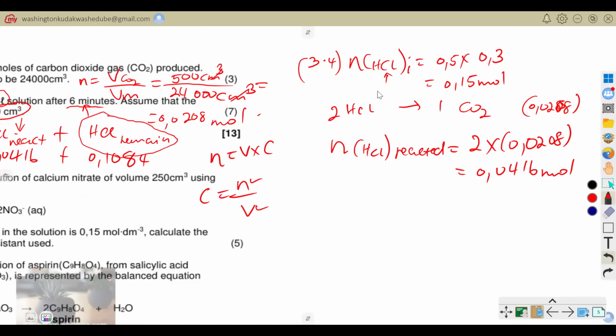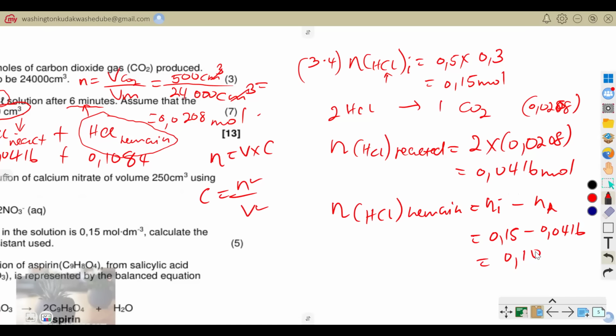Since we now know the number of moles that were there initially and the ones that reacted, the number of moles of HCl that was now remaining is equal to the difference: initial minus the one that reacted. So that was going to give us what? 0.15 minus 0.0416. The difference was going to give us 0.1084 moles. So this is the final number of moles that we have.